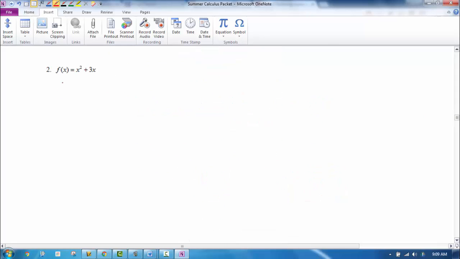All right, so just one more real quick. When we take the derivative of this, we get 2x plus 3. So let's just do it with the algebra. The algebra is f of x plus h minus f of x all over h. So let's go ahead and fill this out.